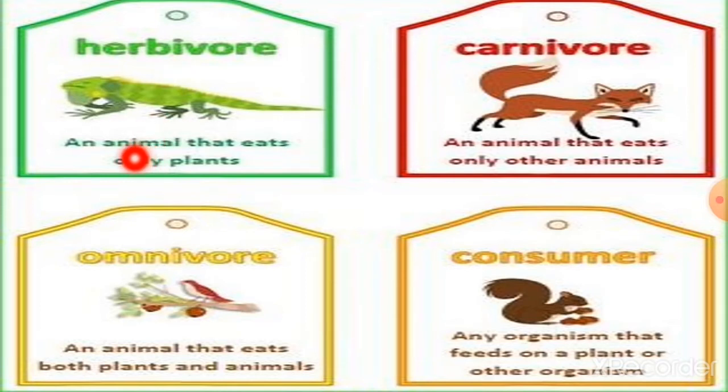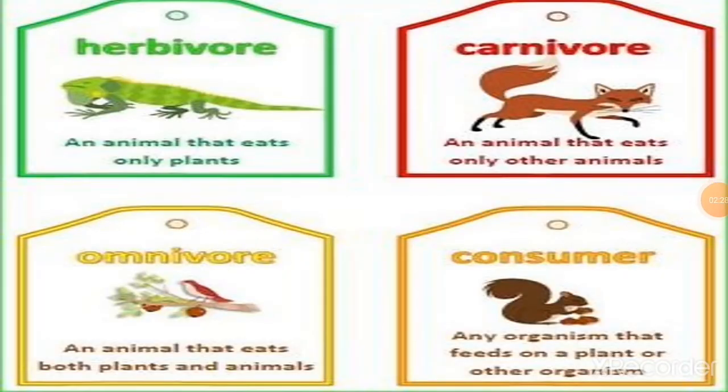Herbivore means an animal that eats only plants. For example, rabbit, rat, etc. So these animals are called herbivores. Next, carnivore. An animal that eats only other animals. For example, lion, tiger, etc. So, an animal that eats only other animals is called a carnivore.